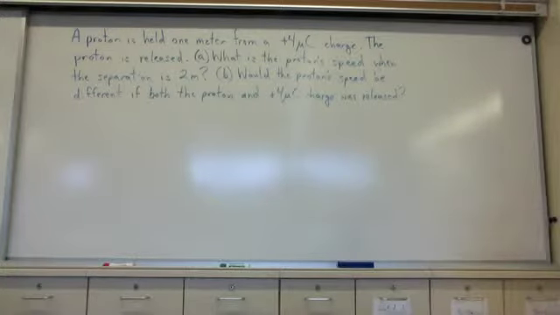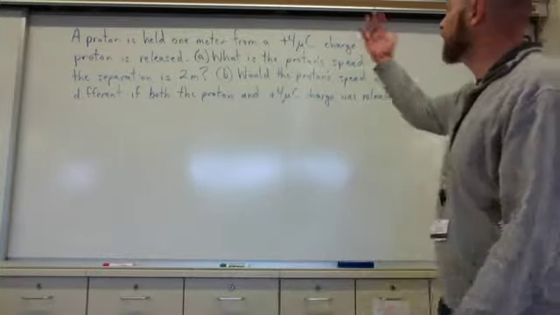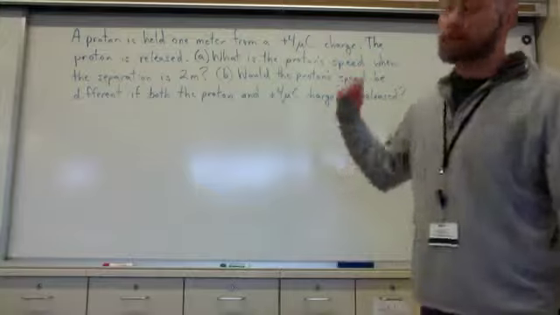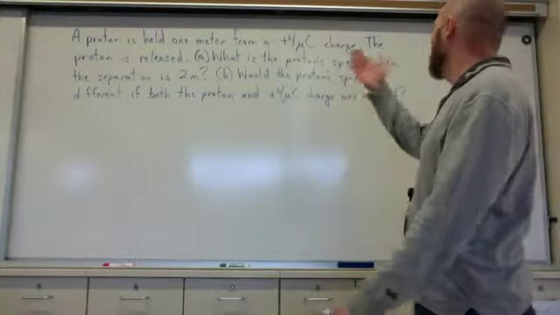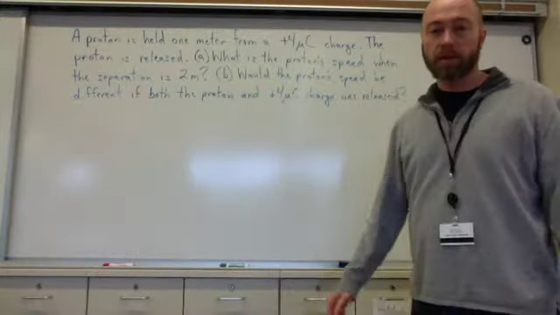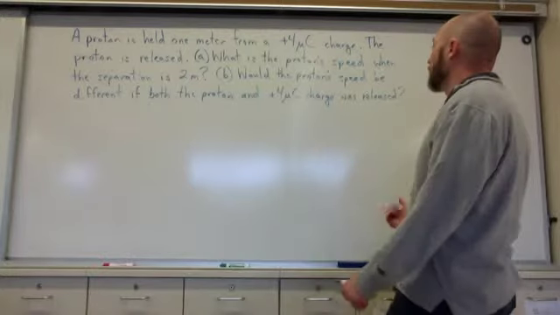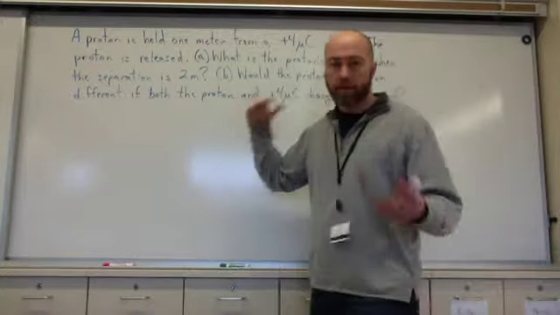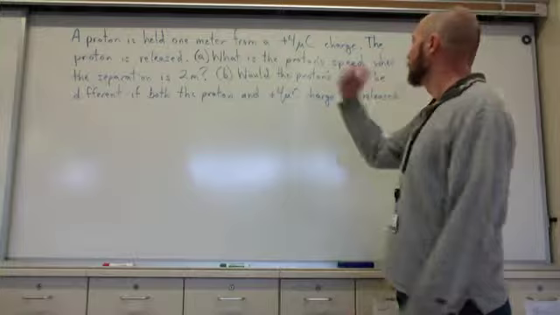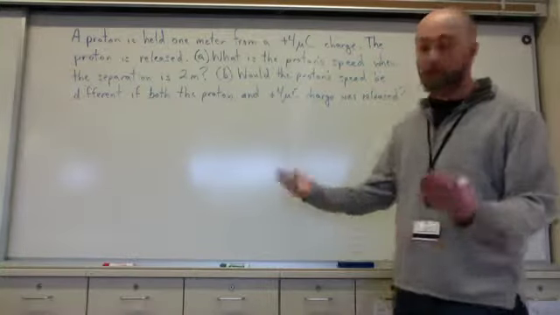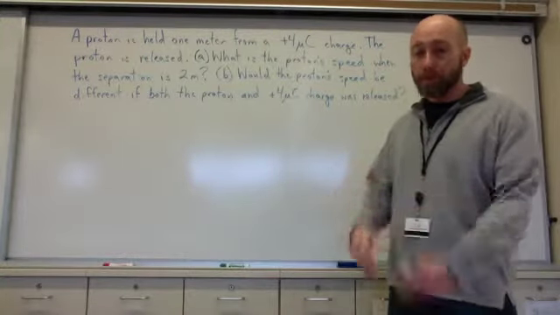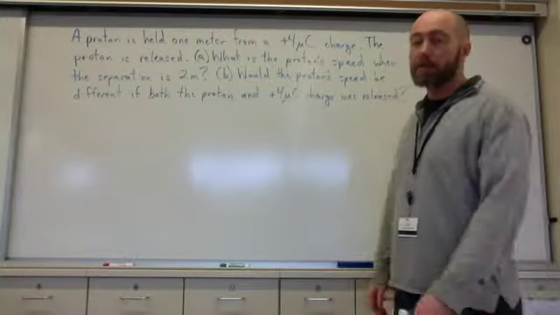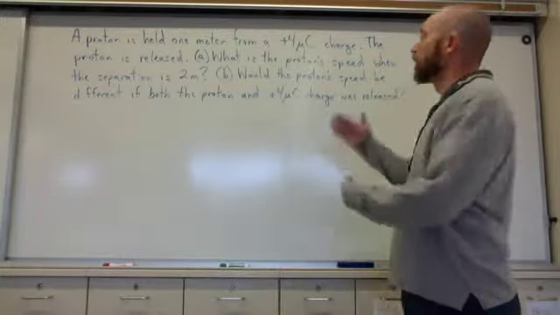All right, we're going to do a problem here. A proton is held 1 meter from a plus 4 microcoulomb charge. The proton is then released. What is the proton speed when the separation is now 2 meters? And then just kind of a qualitative thing: would the proton speed be different if both of the charges were released instead of just the proton being released? So we'll do the first part first.